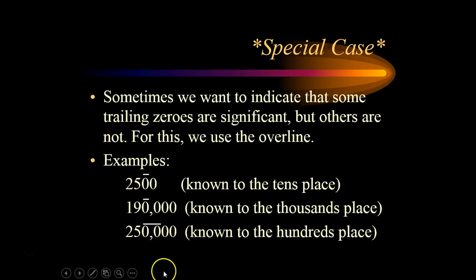So if we counted these, the first one would have 3 sig figs, the 2, the 5, and this first 0. This next one has 3 sig figs, the 1, the 9, and this first 0. And then this last one here would have 4 sig figs, the 2, the 5, and these 2 zeros. So anytime, and I'll give you some examples in class of when this would come up, but anytime you want to indicate a number of sig figs so that just some of the trailing zeros are known and others aren't, we're going to use that little overbar to indicate that.